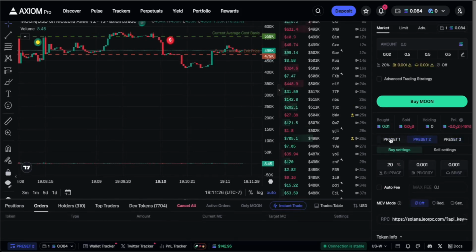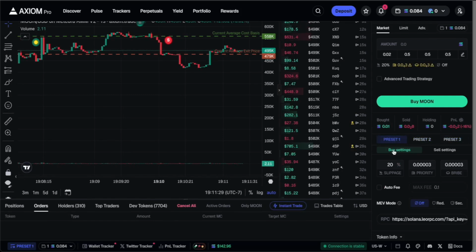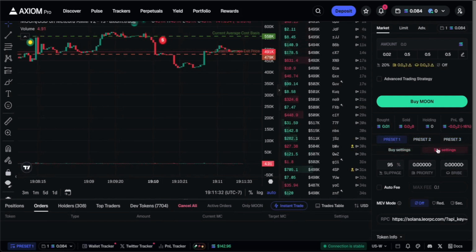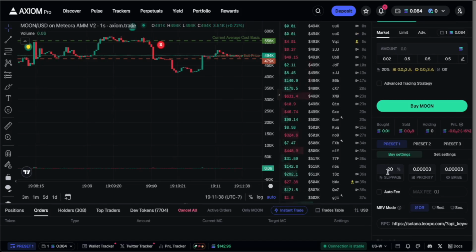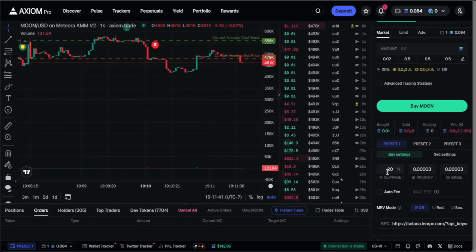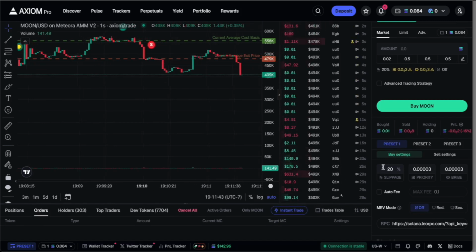So you can go to any of them to set it. So you'll be on, this means you're on the buy settings for preset 1. You click this, go to the sell settings. So slippage is the amount. So say you buy $1 of something. If you have 20% slippage, the minimum you'll possibly get is 80 cents worth of that coin.